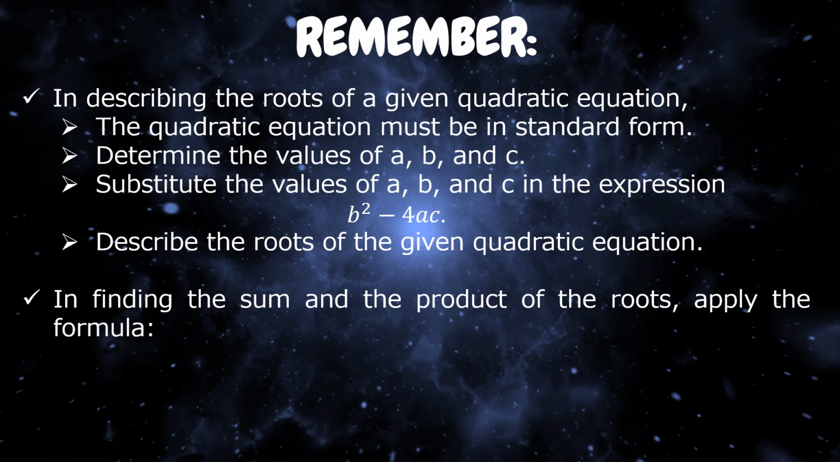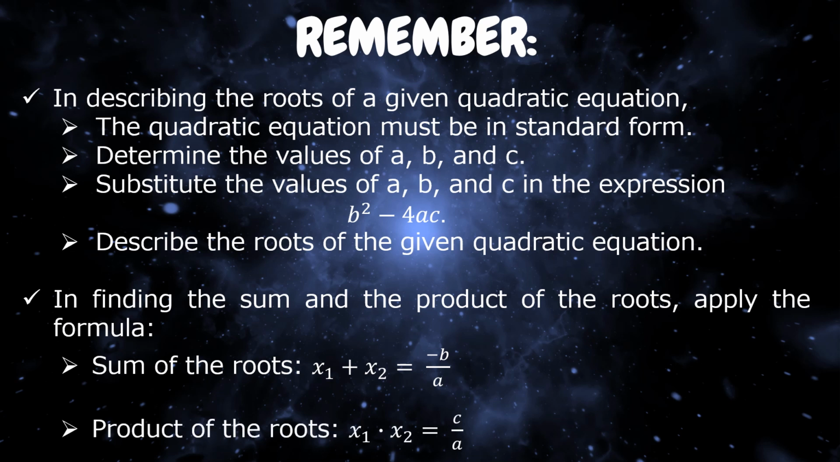In finding the sum and the product of the roots, apply the formula. The formula for the sum of the roots is x sub 1 plus x sub 2 is equal to negative b over a, while the formula for the product of the roots is x sub 1 times x sub 2 is equal to c over a. Again, the formula for the sum of the roots is negative b over a, and the formula for the product of the roots is c over a.